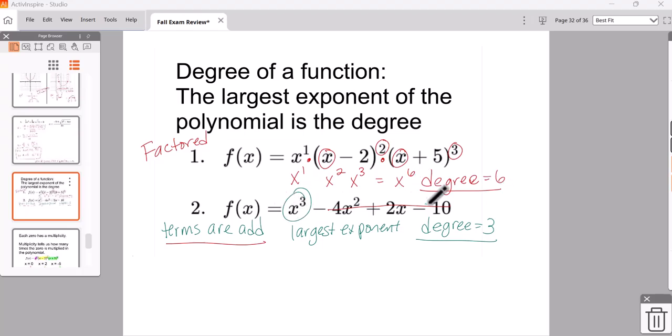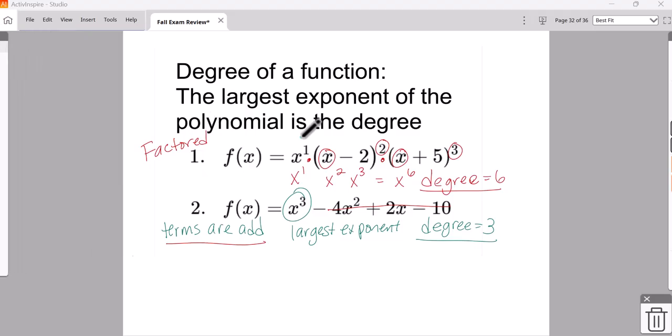This one, once everything has been expanded, the largest exponent would be 3. And anytime your degree is 2 or 3 or 4 or more, that is usually what we're talking about when we say polynomial. So we're looking at the degrees of the polynomials. We're also looking at the factors of the polynomials so that we can find the zeros.